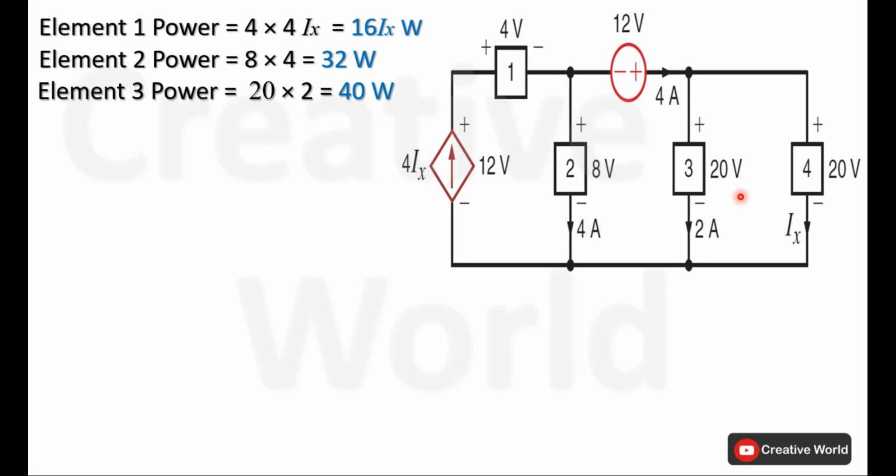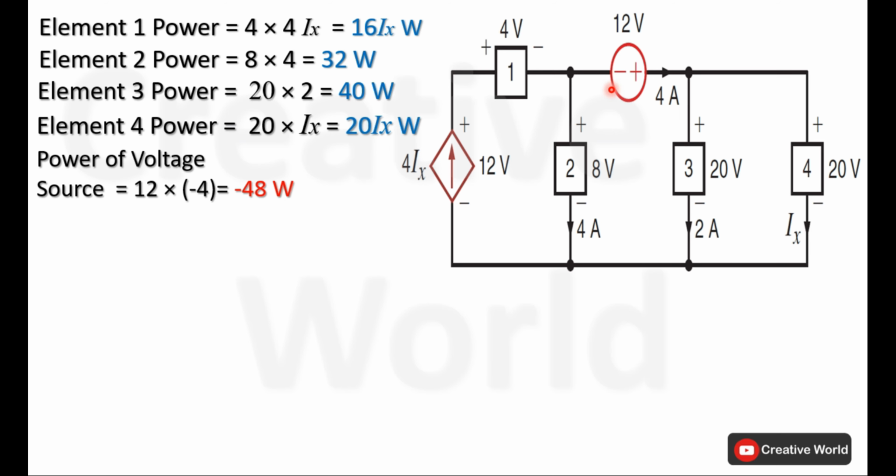Next is element 3. Voltage across it is 20 volt and current through it is 2 ampere. This current is entering from the positive terminal, so this current will be taken with positive sign. Power of element 3 will be 40 watt and because of positive sign, this power is being absorbed by element 3. Next is element 4. Current through it is Ix and this current is entering from the positive terminal, so this current will be taken with positive sign and the voltage across it is 20 volt. The power of element 4 will be 20 multiplied by Ix, that is 20Ix watt. Because of this positive sign, this power will also be absorbed by element 4.